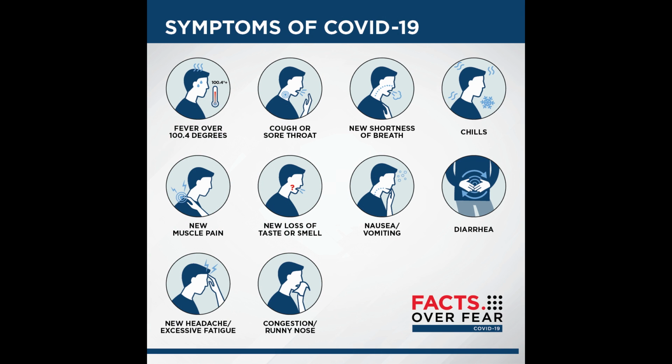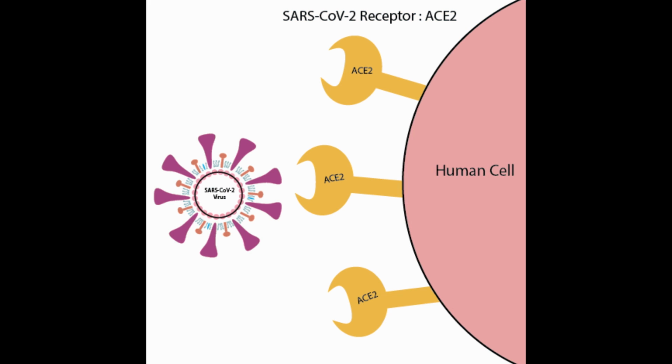COVID-19 has additional symptoms including loss of taste and smell and shortness of breath. These symptoms happen because of a specific protein called ACE2, which is found in the nose and in the mouth. When COVID-19 binds to ACE2, the virus invades the nerve cells, which could potentially alter taste and smell.